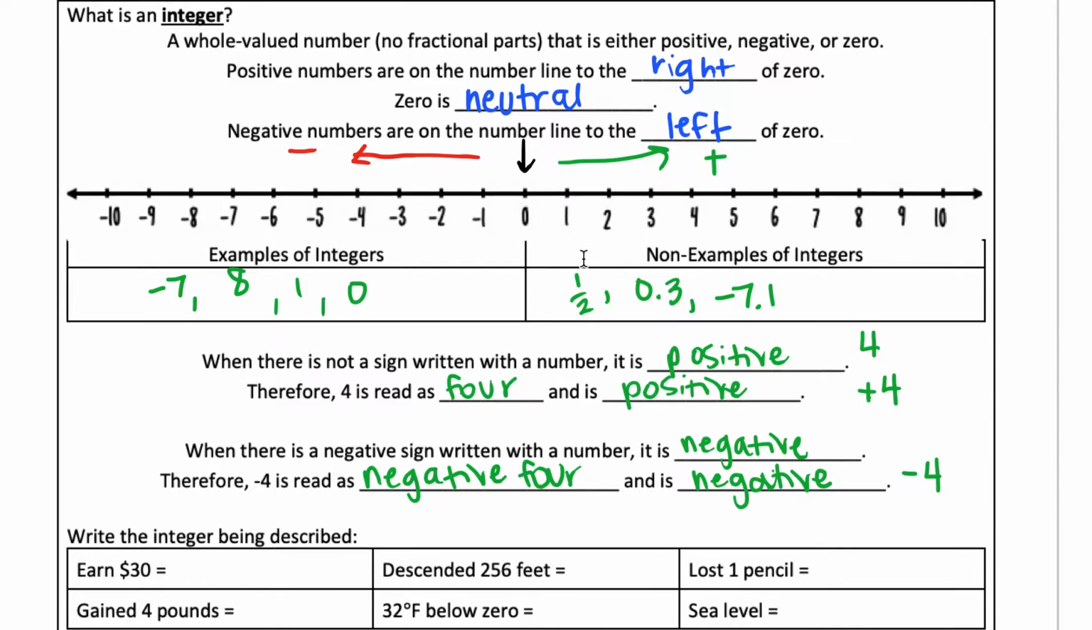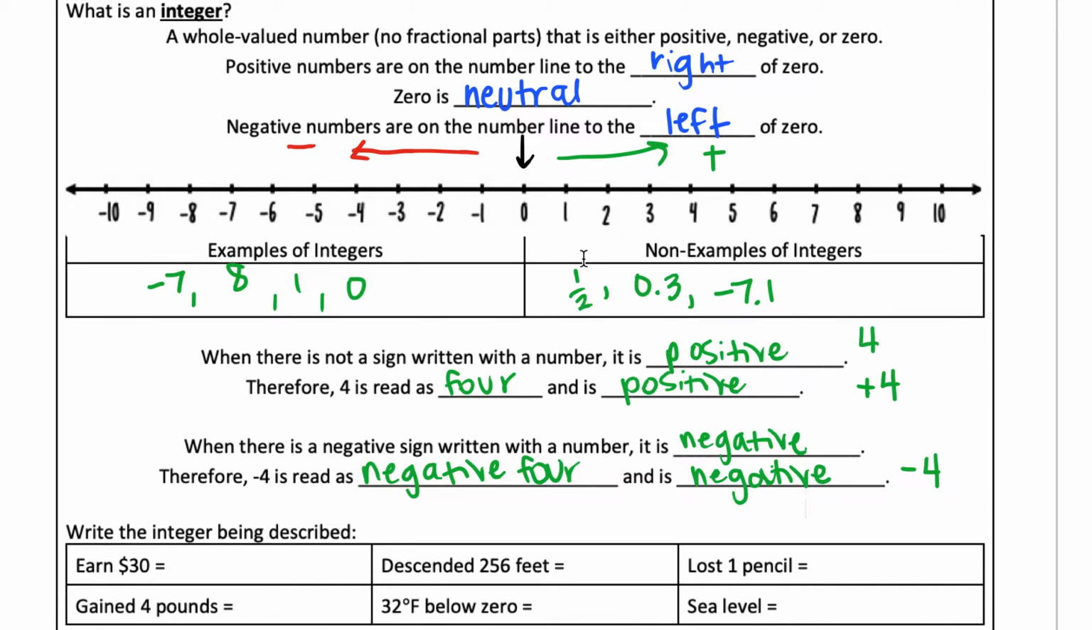So we're going to describe a couple integers down here, and I want you to try to guess and see what those numbers would be. If I say that you earn $30, is that adding or subtracting that amount of money from your bank account? Well, if you earn it, then you're getting more money, which means you'd have positive 30. If you are descending 256 feet, descending means you move down. So that means that your elevation is changing in a negative way, meaning it's getting smaller. So you had negative 256 feet there.